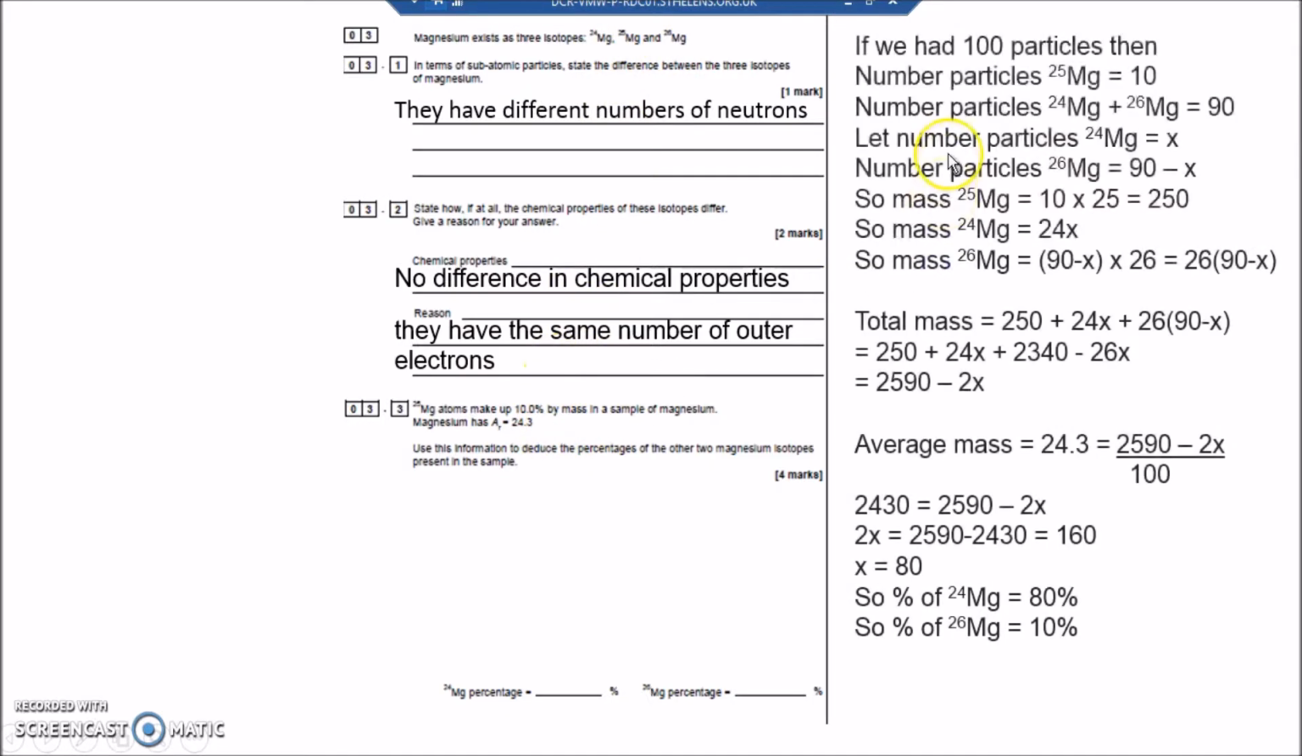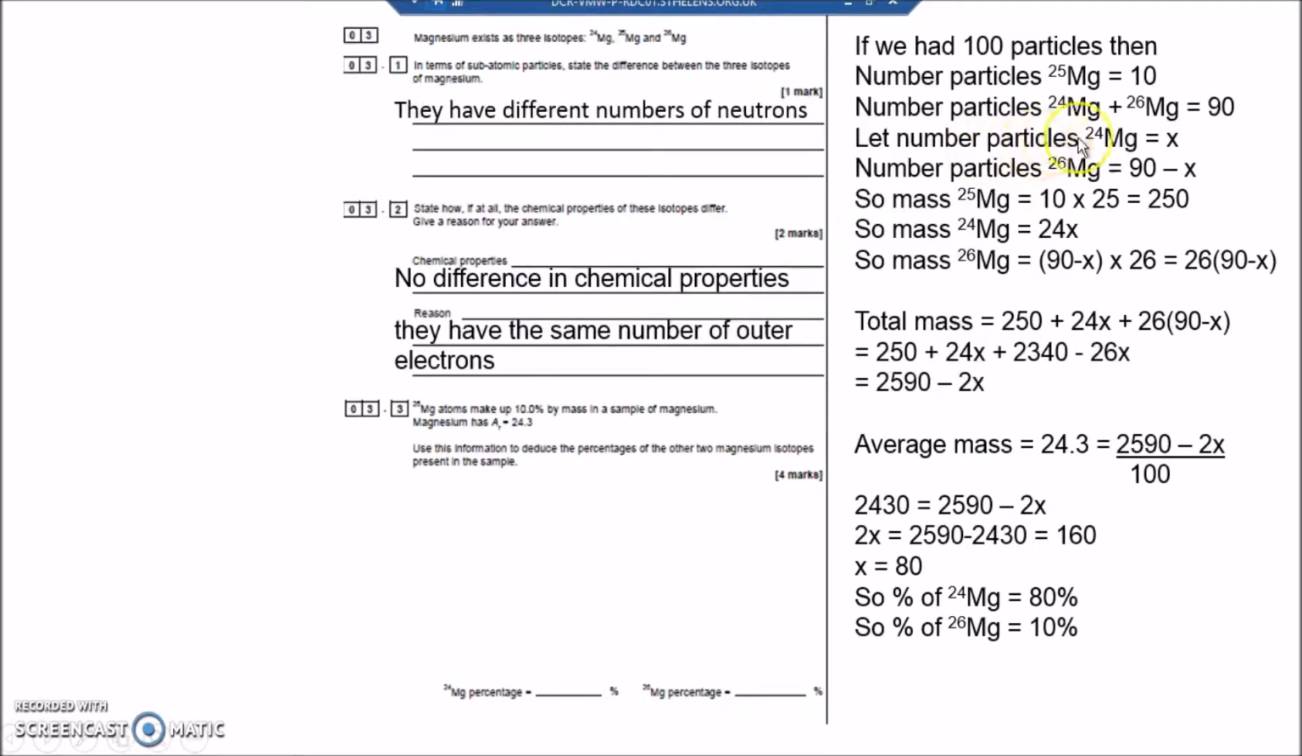Okay, let's do spoilers and I'll show you through. Imagine we have 100 particles. Whenever I find a percentage by mass of a sample, I imagine that I've got 100 particles. If I had 100 particles, then 10% of those particles, i.e. 10, are 25 Mg. So the number of particles of the remaining 2 isotopes, 24 Mg and 26 Mg, must be 90, because 10 add 90 make 100 particles. So we've got 10 particles of 25 Mg and 90 particles of 24 and 26 Mg added together. We're not quite sure in what ratio amounts we've got them.